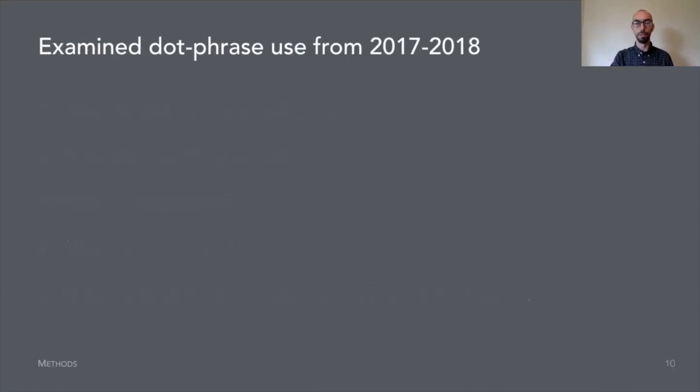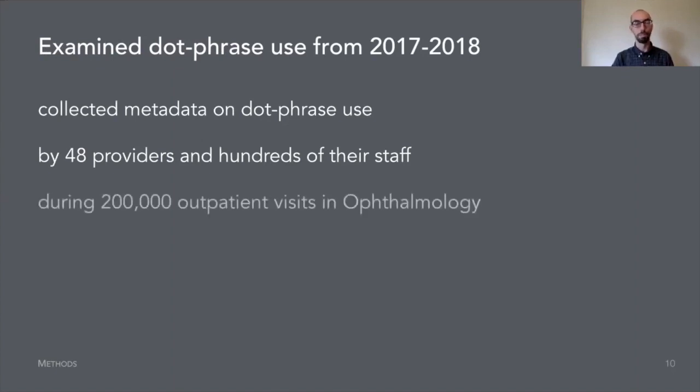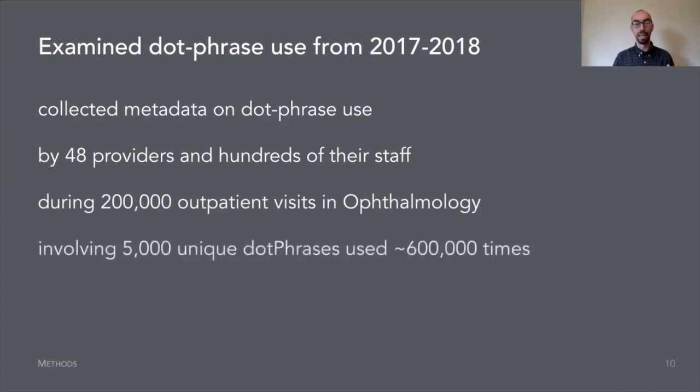In order to get evidence to answer some of these questions, we examined dot phrase use in the ophthalmology department at Oregon Health and Science University across 2 years. We pulled EHR metadata on the dot phrase use, and we looked at this metadata for 48 different providers and the hundreds of staff who worked with them. This covered about 200,000 outpatient visits, and in the end, about 5,000 unique dot phrases that were used over 600,000 times across those 200,000 visits. So about an average of 3 of these phrases being used each visit.